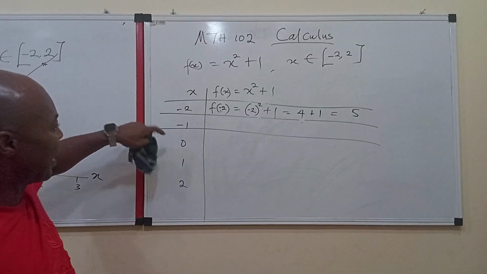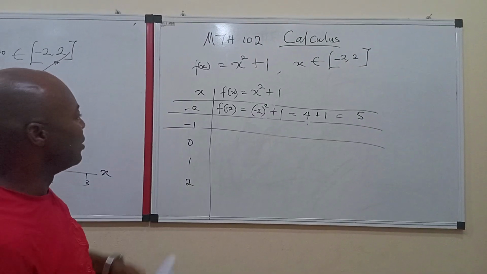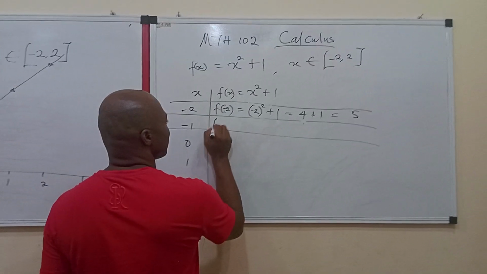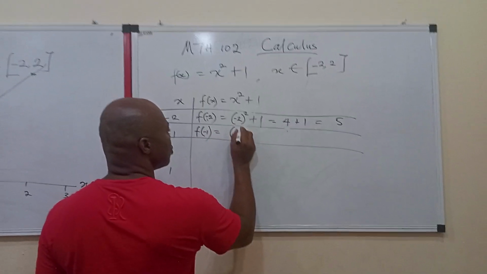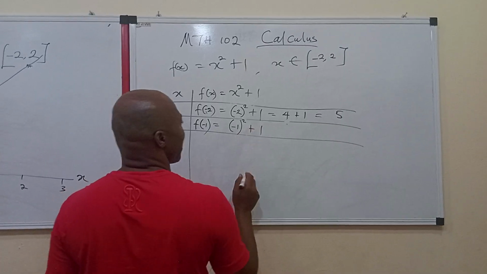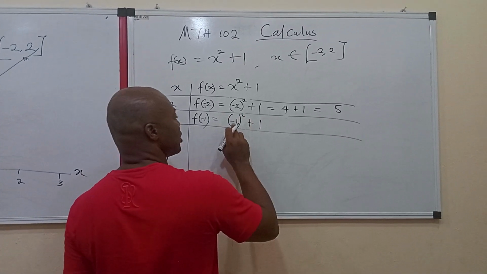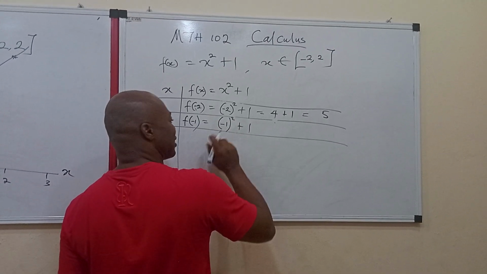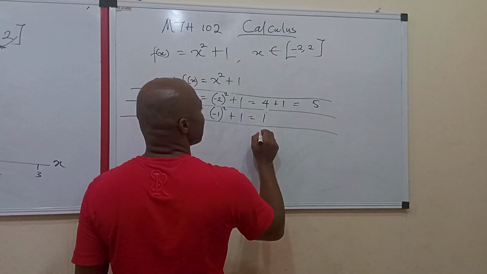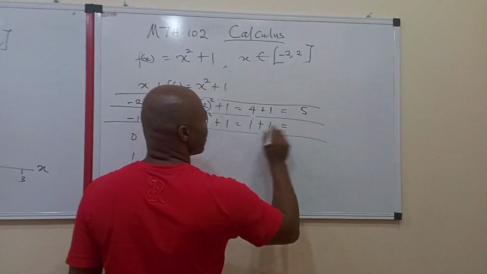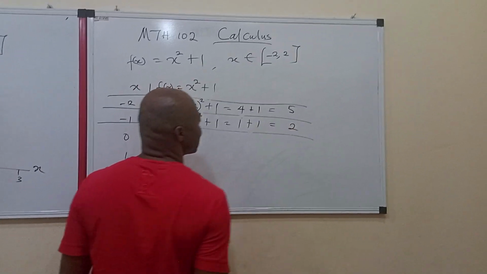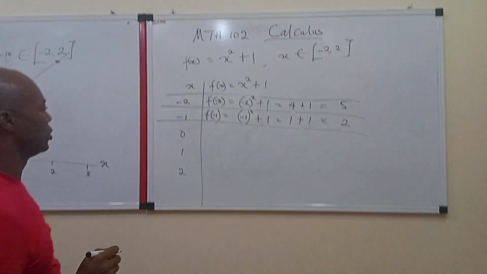If x now take minus 1, meaning anywhere we see x for this side, we put minus 1. If you do so, you go put minus 1 then square plus 1. Now this one means minus 1 times minus 1, and the answer will be 1, plus 1. And if you add the 1, you go come get 2. 1 plus 1, the answer will be 2.